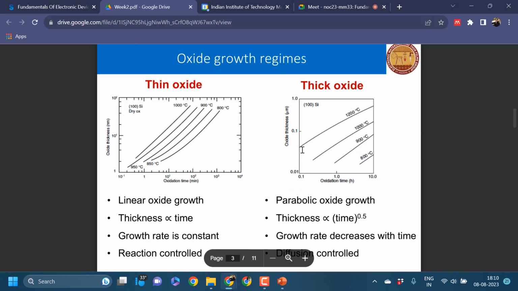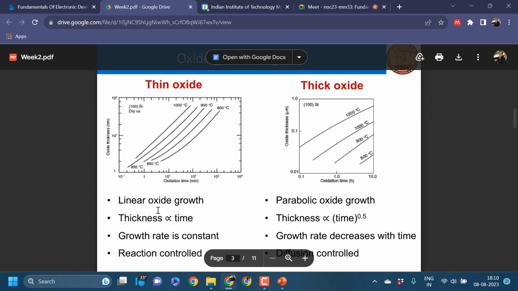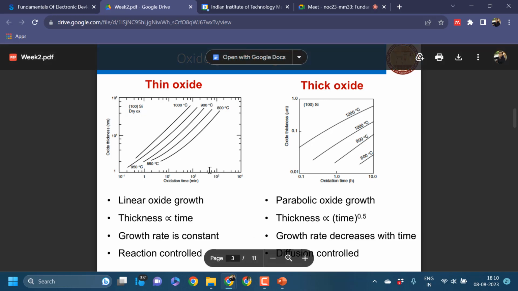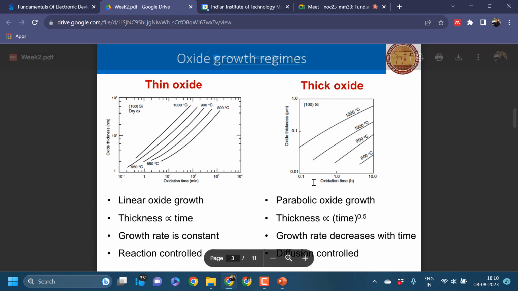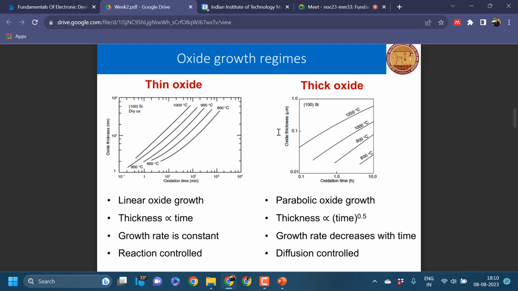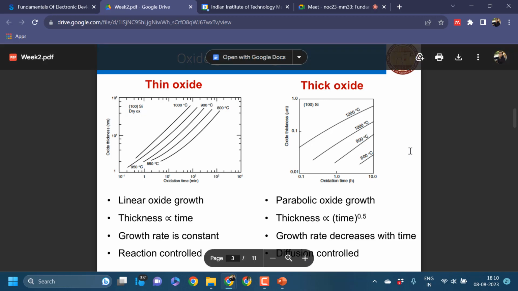Then we saw what thin and thick oxides were. Thin oxides have a linear oxide growth, and thickness is proportional to time. Thick oxides have a parabolic growth process, and thickness is proportional to time power 0.5. In thin oxides, the growth rate is constant, and in thick oxides, the growth rate decreases with time. Thin oxide is a reaction control process and thick oxide is a diffusion control process.